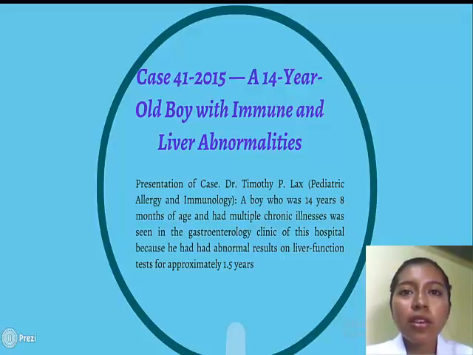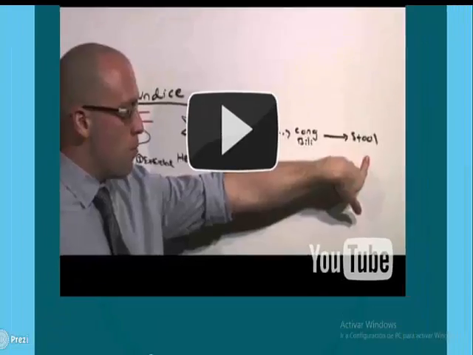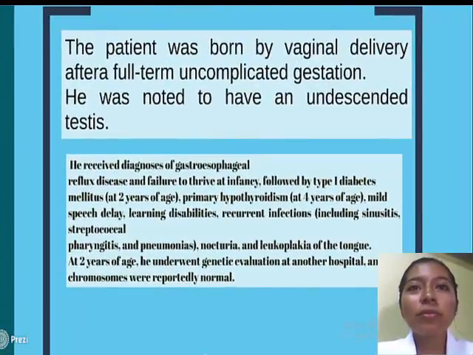14 years, 8 months of age and had multiple chronic illnesses was seen in the gastroenterology clinic of this hospital because he had an abnormal result of liver function tests for approximately 5 years. The patient was born by vaginal delivery after a full-term uncomplicated pregnancy. He was noted to have an undescended testis.